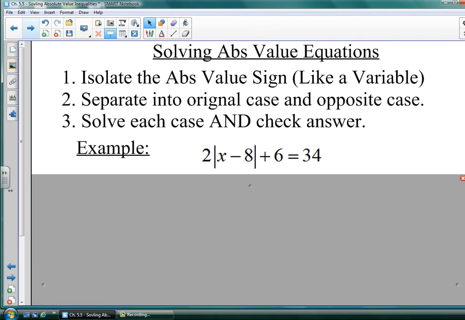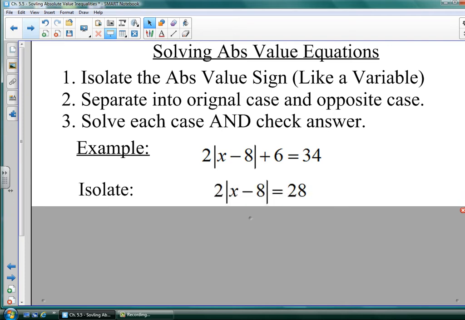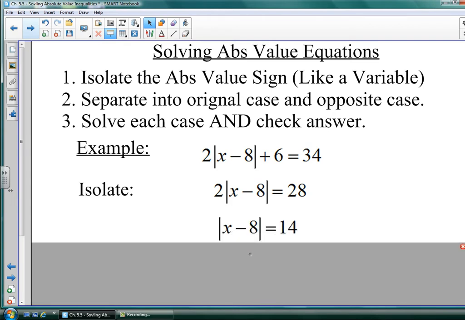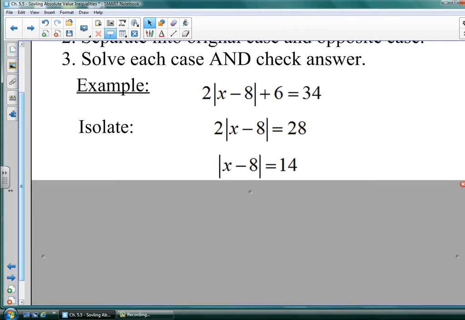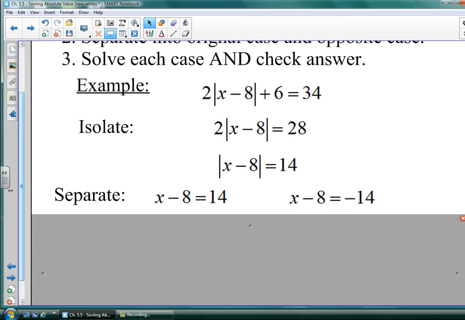So this is an example we're going to use. And this is a fairly complex one to start with, but I believe that we can do it. So we're going to treat the absolute value like it's a variable. We're going to do everything we need to do to isolate it. And now we have the absolute value isolated, equal to 14. From that, what we're going to do is split it up. There's two cases to this.